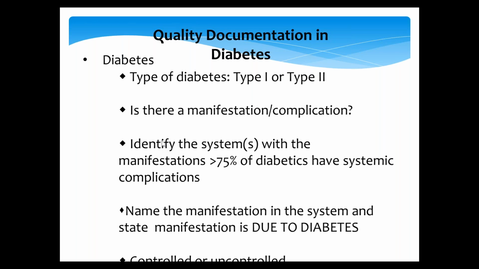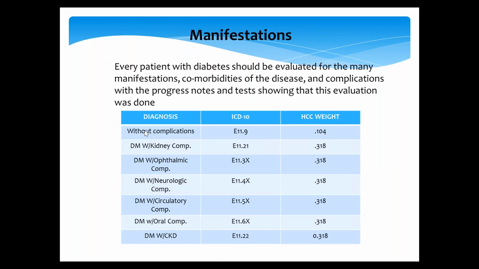You can't just list that they have peripheral neuropathy and diabetes. They have retinopathy and diabetes. You have to say retinopathy is due to diabetes. And then you want to say if it's controlled or uncontrolled. These show you the different weights. Again, if you have no complications, your weight is 0.104, but any of the other ones are 0.318.